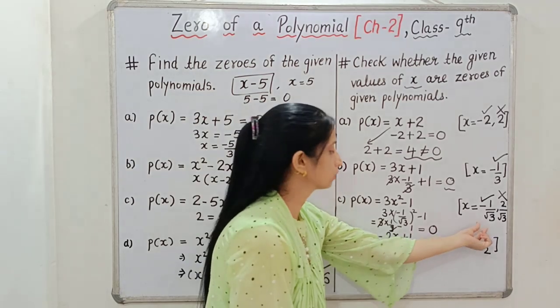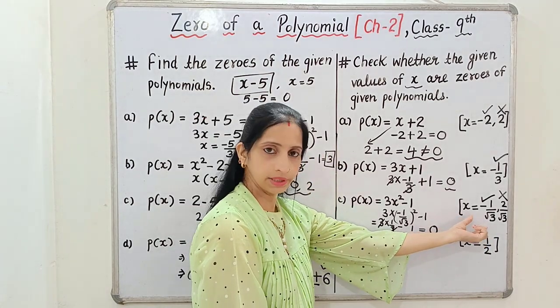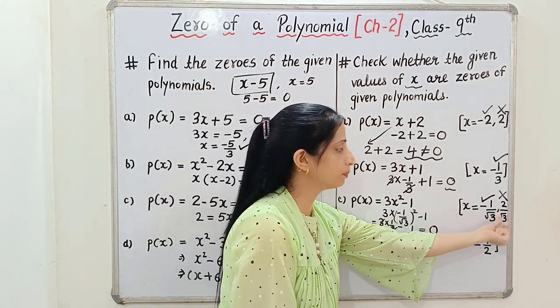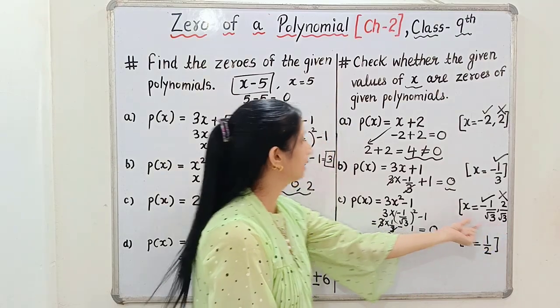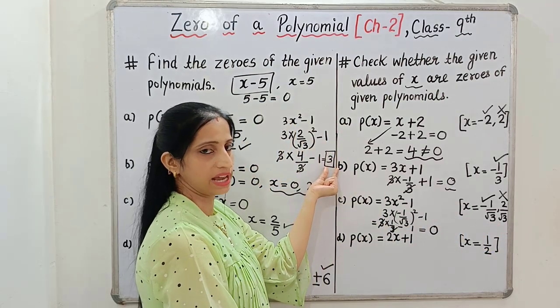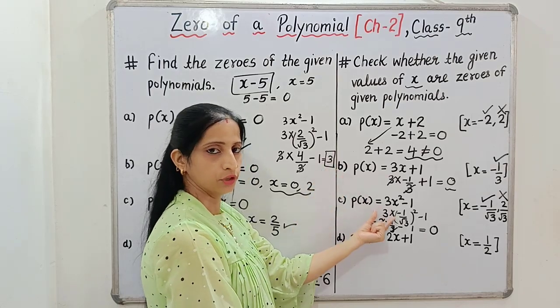Okay, when we put this we got 0. Hence this will be the 0 of the polynomial. But when we put 2 upon root 3, then the answer is not coming 0. Hence it is not the 0 of the polynomial.